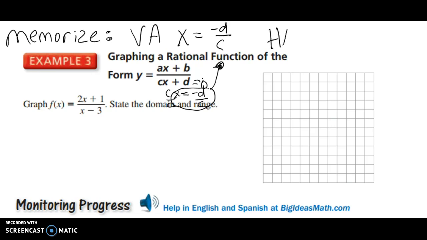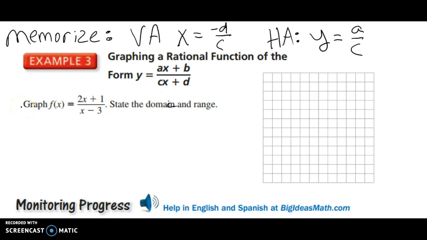Next, horizontal asymptote. Horizontal asymptote, you're just going to simply memorize it's the ratio of a over c right here. That'll give you your HA. So let's look at example 3.